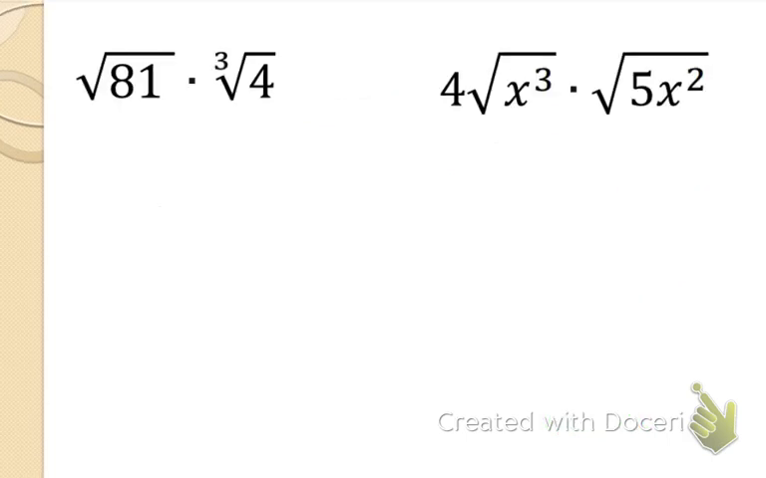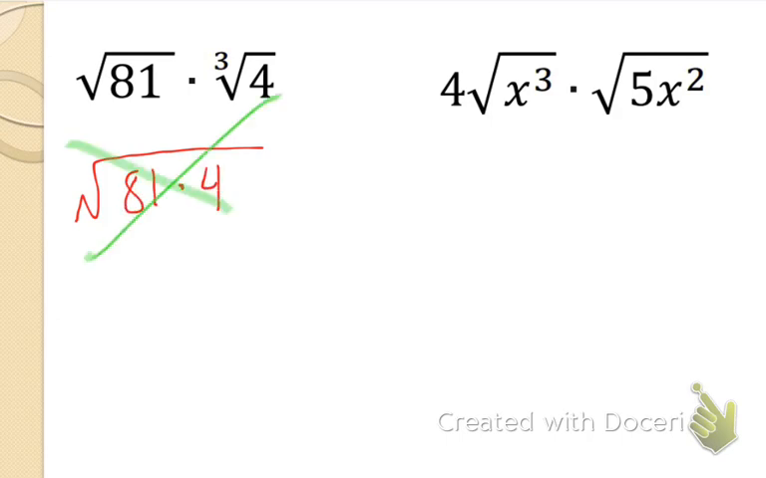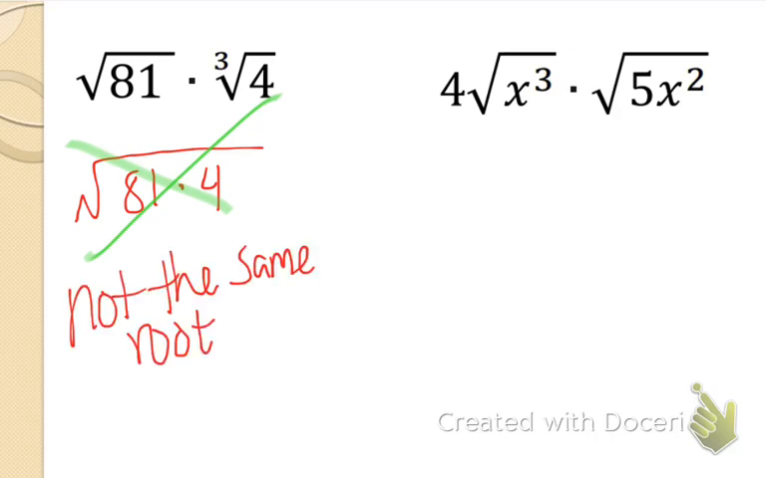Square root of 81 times the cube root of 4. Some of you are already doing this. Oh, okay, so 81 times 4. Nope, you cannot do that. We cannot multiply these two. They do not have the same root or the same index. So we can't even multiply them. Moving on to the next one.